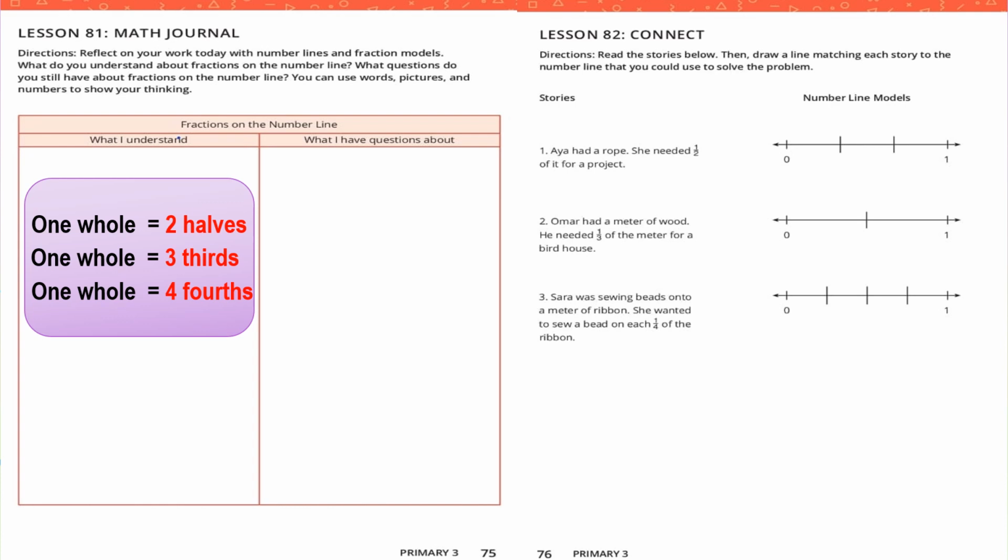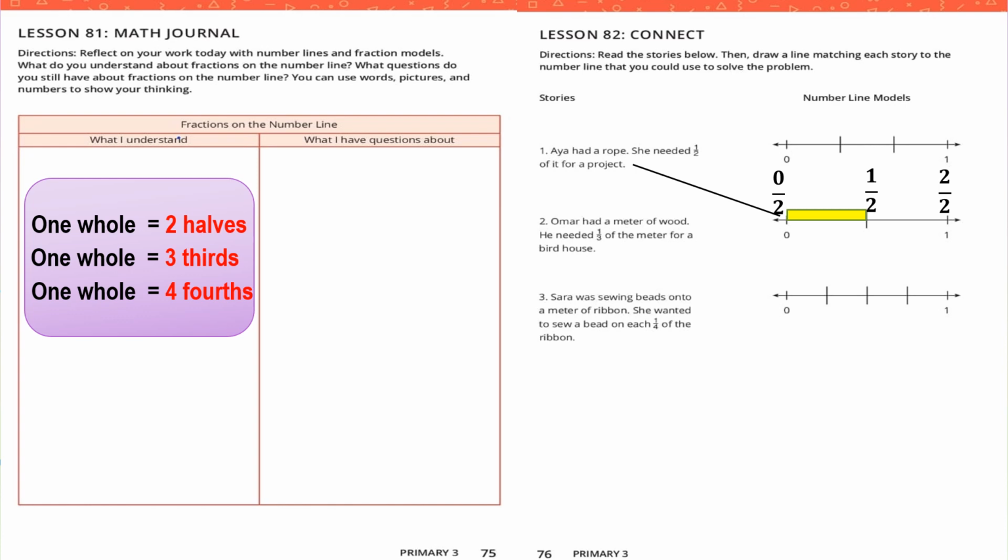Step number 2, label each dash with the fraction by using the denominator 2. Like this. 0, convert it to the fraction 0 over 2. After 0 over 2, 1 over 2 till the whole fraction 2 over 2. To locate 1 over 2 on the number line, you should join the distance between 0 over 2 and 1 over 2, like this. So here I can match this story to its number line.